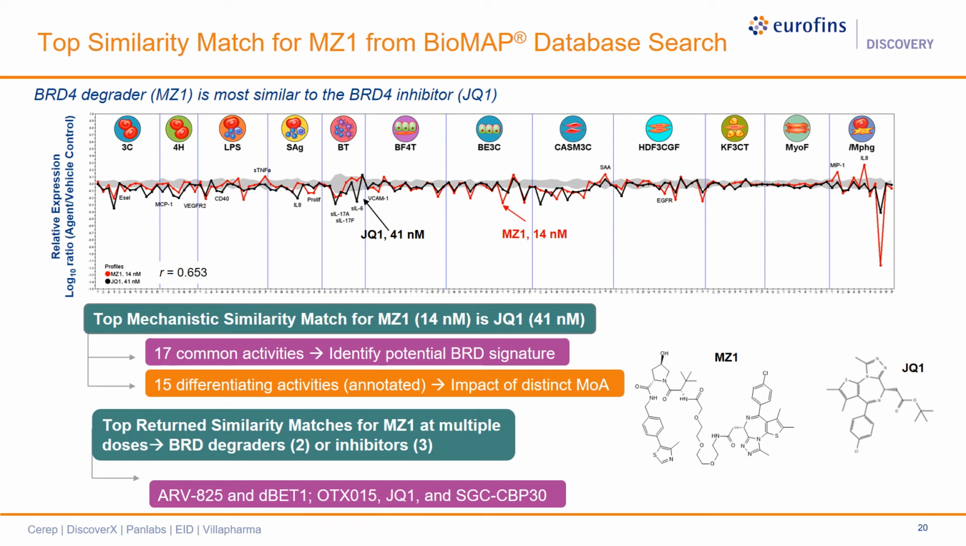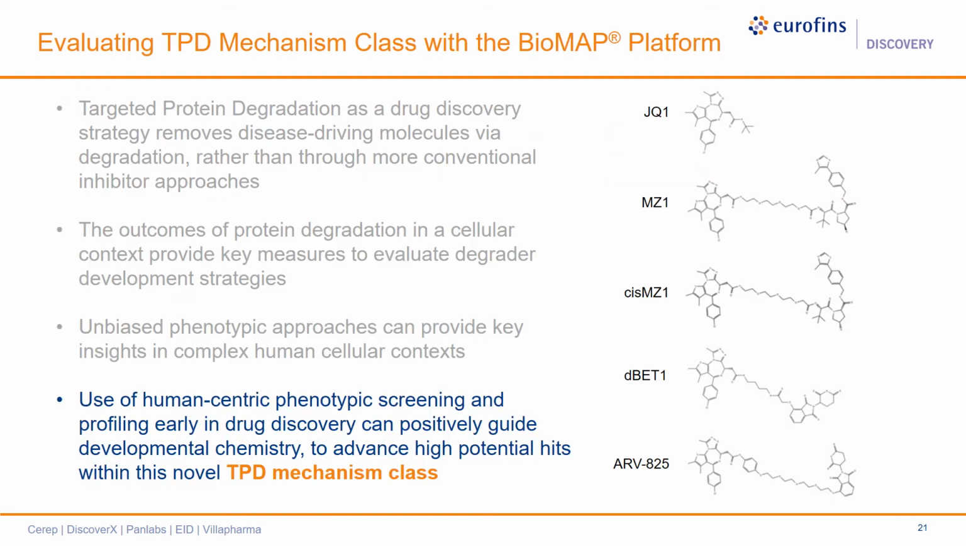Additional similarity hits for MZ1 from the database included other bromodomain degraders and inhibitors listed here. This prompted us to expand the evaluation and comparative analysis for other molecules within the TPD class using the same Diversity Plus panel.